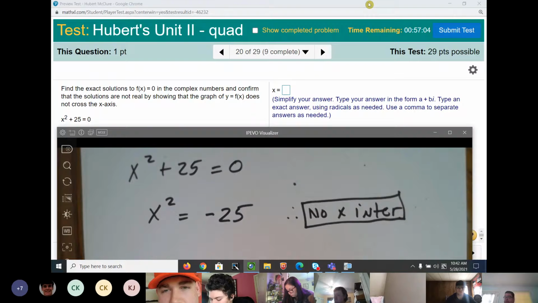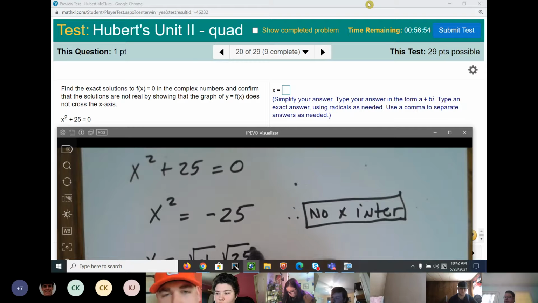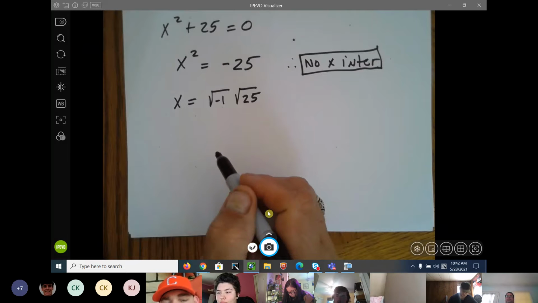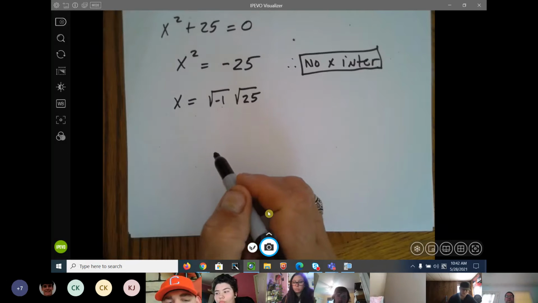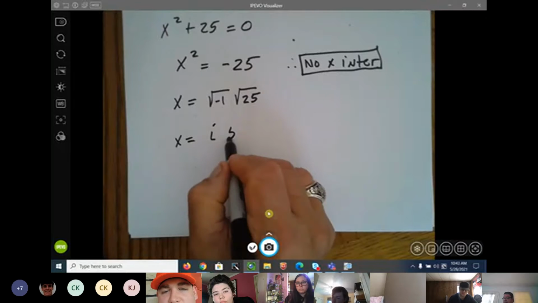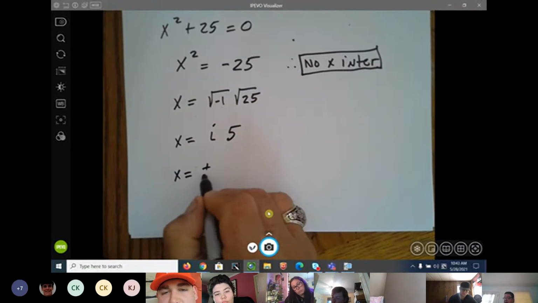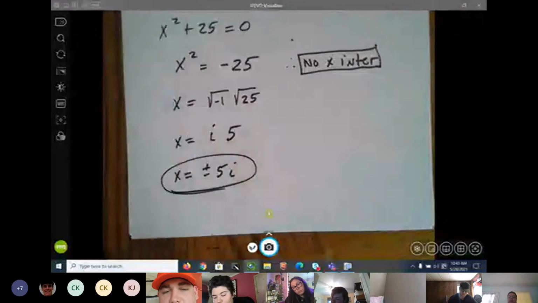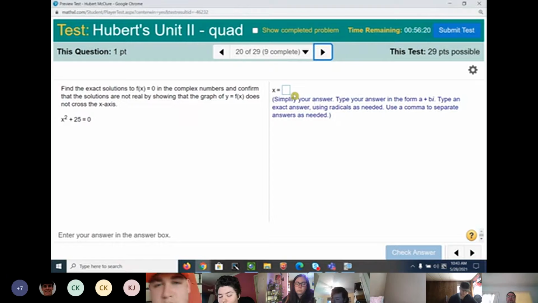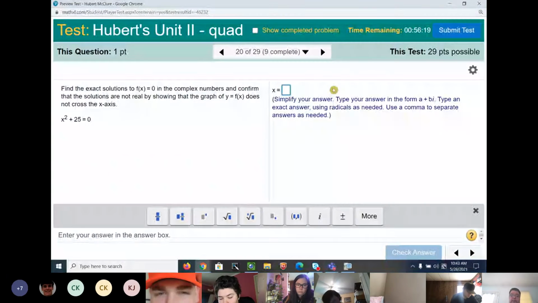So this is what you're going to do. X is equal to the square root of -1 times the square root of 25. And what is the square root of -1? I. And the square root of 25? 5i. So your answer is positive or negative 5i.